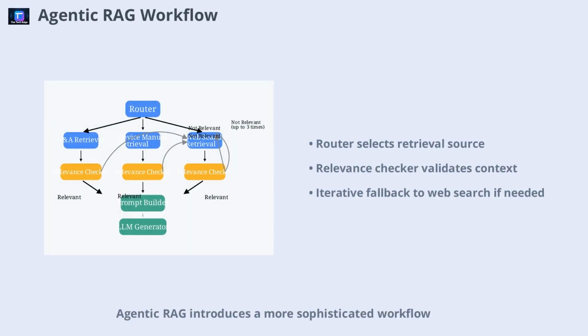Agentic RAG introduces a more sophisticated workflow. It starts with a router node that decides which source to use: Q and A, device manuals, or web search. Each retrieval node fetches context from its respective source. A relevance checker then evaluates if the retrieved context matches the user's intent. If not, the system can switch to web search, repeating the process up to 3 times. Only when relevant context is found does the system proceed to prompt building and answer generation. This conditional iterative approach ensures more accurate and context-aware responses.